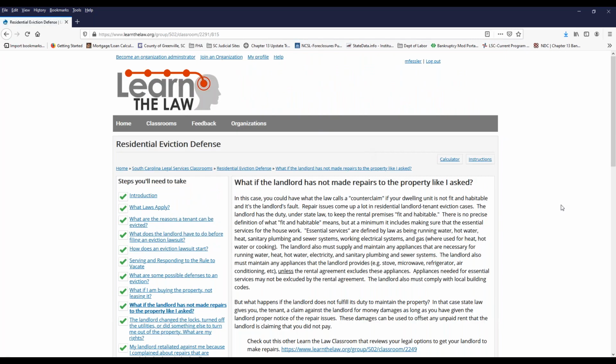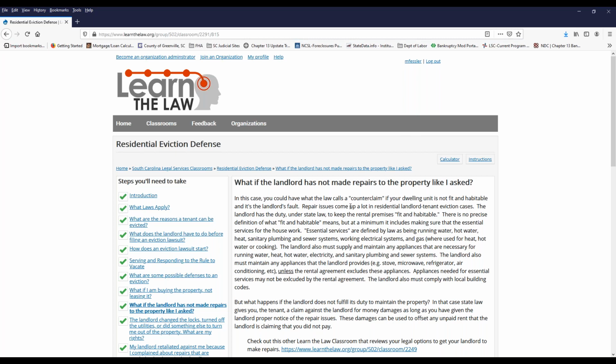Now, we often get the question about, well, either I withheld rent because the landlord didn't make repairs, or the landlord just hasn't made repairs like I asked. What can be done about that? In those kinds of situations, it's possible that you might have something called a counterclaim if your dwelling unit is not fit and habitable and it's the landlord's fault.